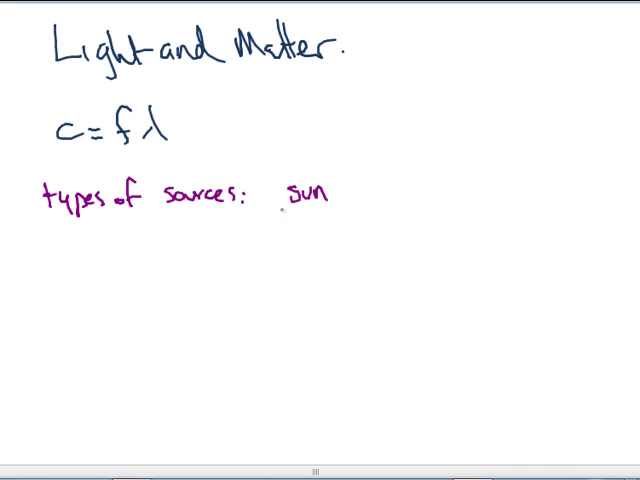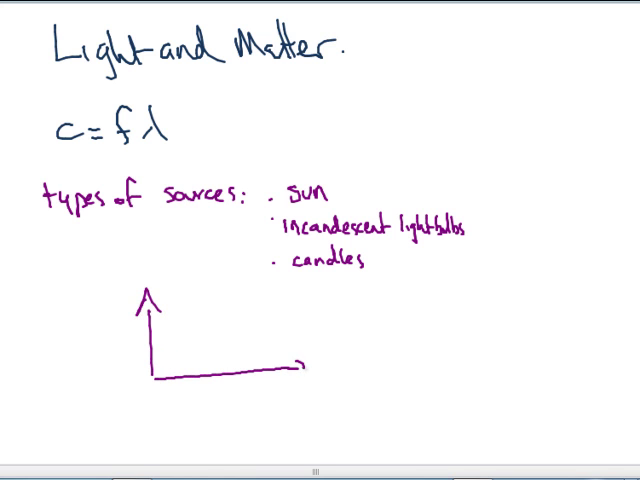Sunlight, less relevant the longer we go on. Incandescent light bulbs and light from candles. And what we were talking about was the temperature radiation curves and how temperature related to the wavelength.